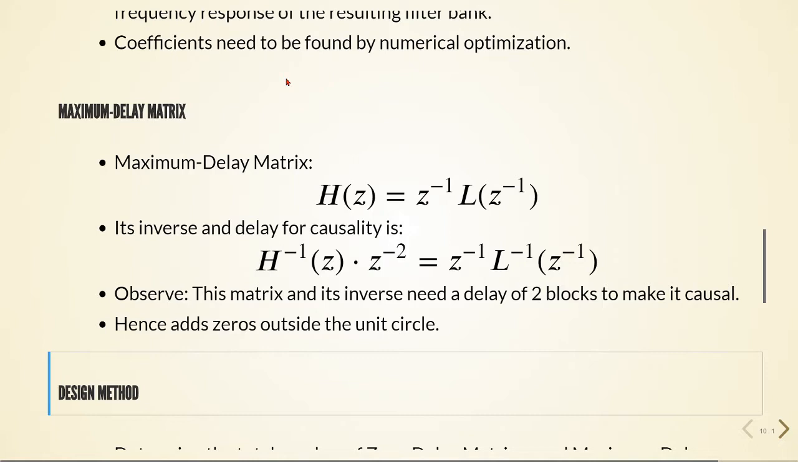Another type of matrix that we are going to use is the maximum delay matrix. In the maximum delay matrix, its inverse needs a delay of 2 blocks to make it causal, hence it adds zeros outside the unit circle.